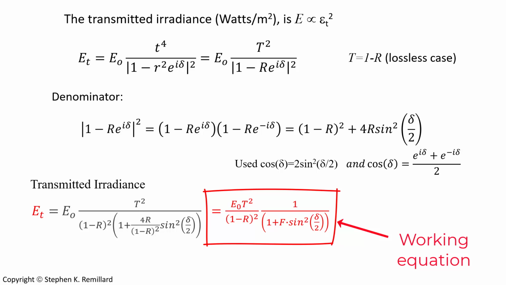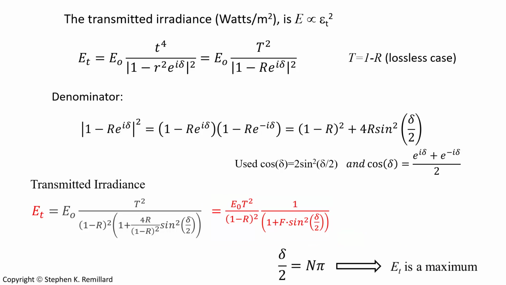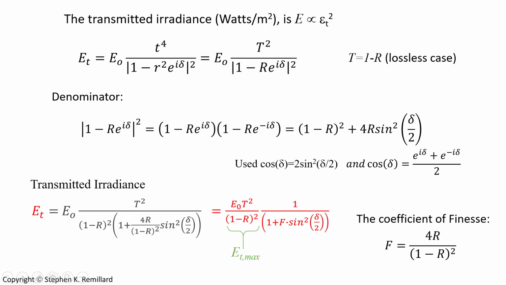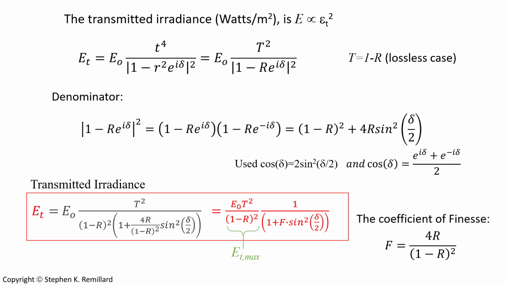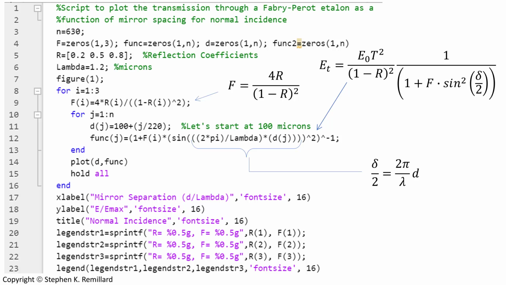In the event that delta over 2 is an integer multiple of pi, then the denominator in the big parentheses is just 1, and the entire expression is a maximum. So this ratio up front, E0 t squared over 1 minus r squared, is the maximum irradiance as you vary the phase shift delta. This ratio of r and 1 minus r has been replaced with big F, called the coefficient of finesse. I'm going to go through what that means momentarily. I want to make a graph of it, and so I put together this little MATLAB code to do that.